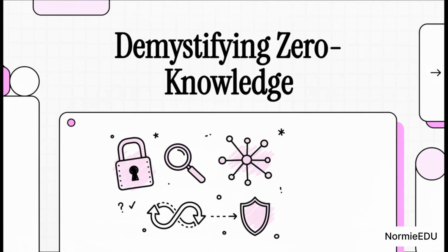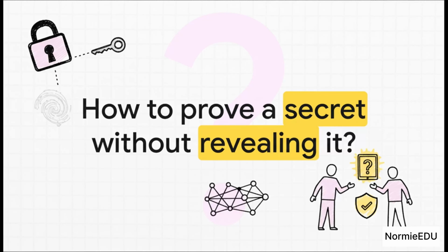All right, today we're diving into something that sounds like it's straight out of a sci-fi movie, but it's very, very real. Zero-knowledge proofs. This is an idea that's totally shaking up how we think about privacy and security in our digital lives. So let's kick things off with a question that sounds kind of impossible, right? How can you prove you know a secret, like a password or a private key, without actually telling anyone what it is? This is the exact puzzle that zero-knowledge proofs, or ZKPs, were born to solve.